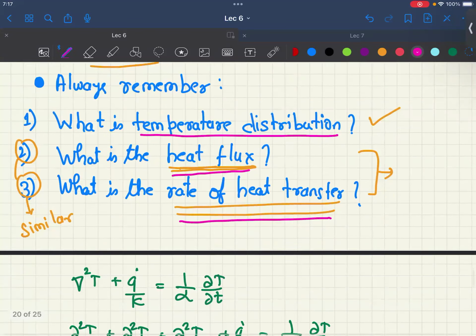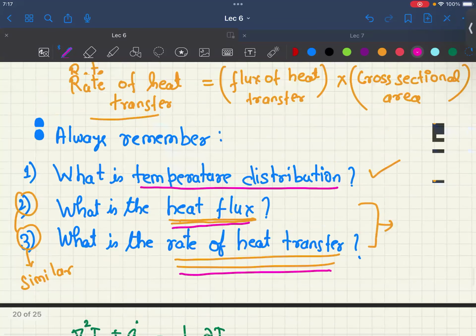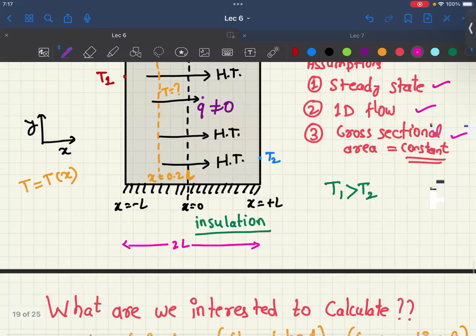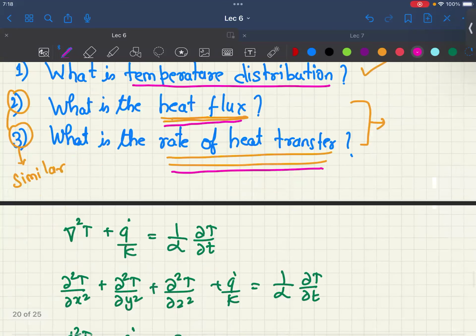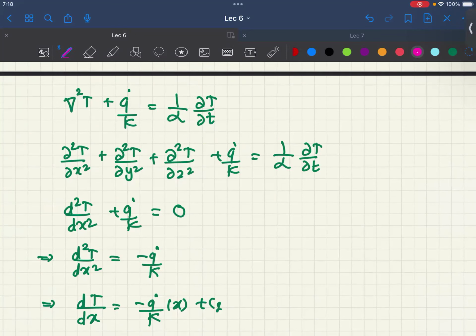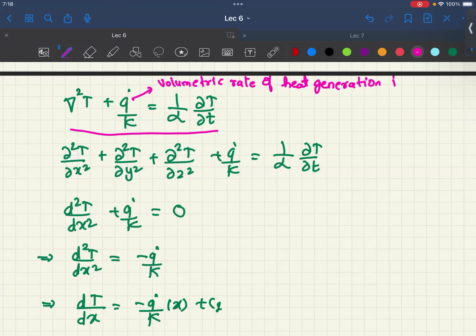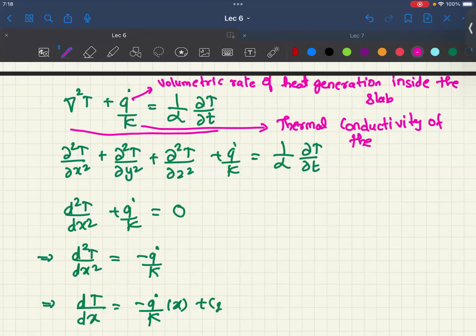In order to do this, like I already said, this is a steady state one dimensional system with constant cross sectional area. So we turn back to our generalized heat transfer energy balance equation, which says that the second derivative of T with respect to x, plus q dot by k, is equal to 1 by alpha into dT by dt, wherein q dot is the volumetric rate of heat generation inside the slab, k is the thermal conductivity of the material, and alpha is the thermal diffusivity of the material.